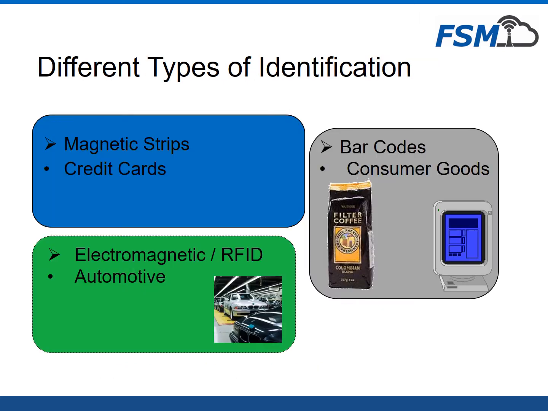How do you really do that? You can either have magnetic strips and credit cards, that's one way of identifying information, or electromagnetic or radio frequency identification. Examples are those in automotive, or very simple barcodes, which are primarily seen in consumer goods.